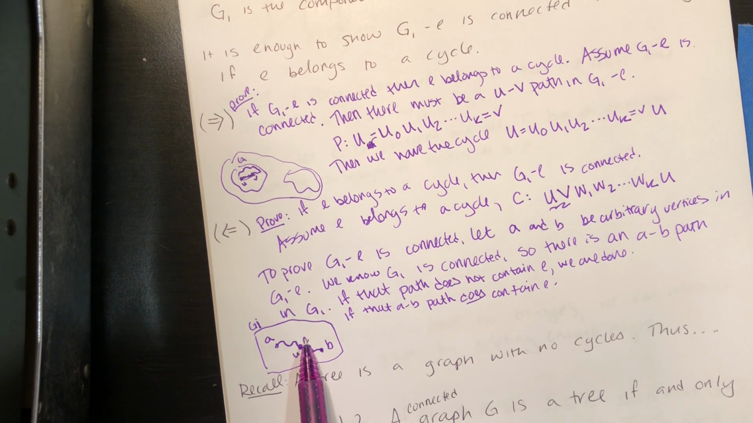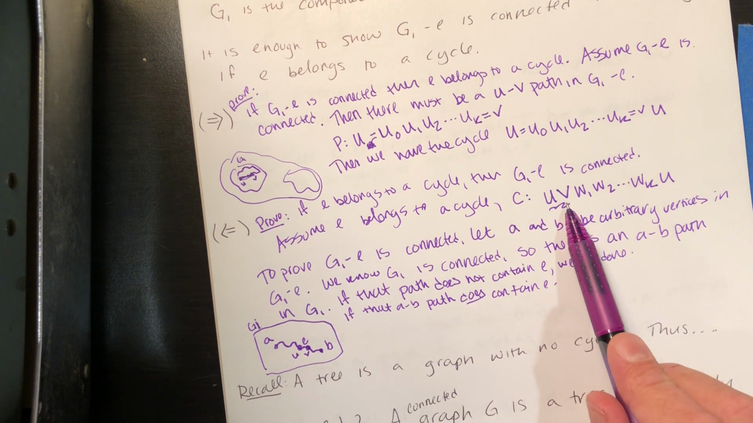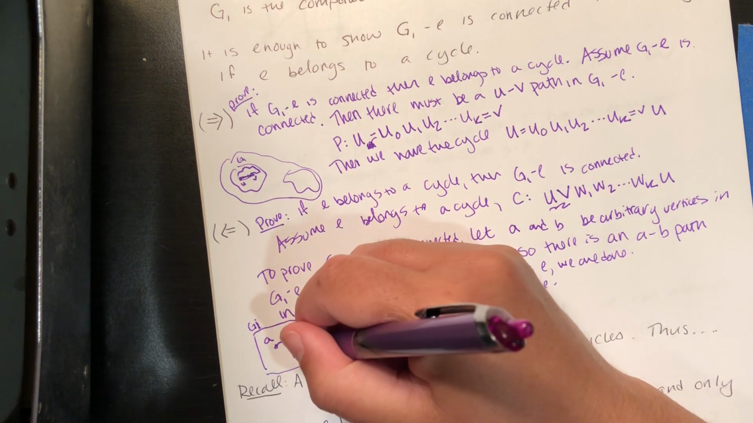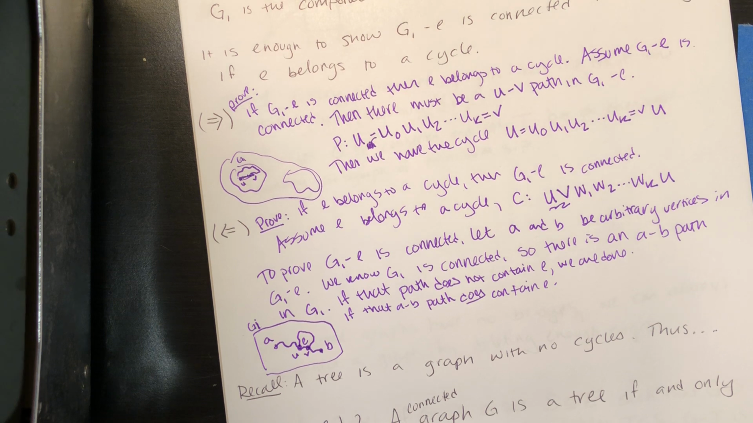But remember, we started off by assuming that there was a cycle that UV was a part of. In other words, we can continue this sort of over here to form a cycle. And now what we can do is just put together the original part of this path, then follow the cycle to get to V, and then finally continue on that path to get to B.